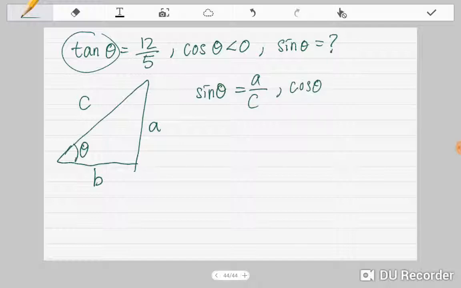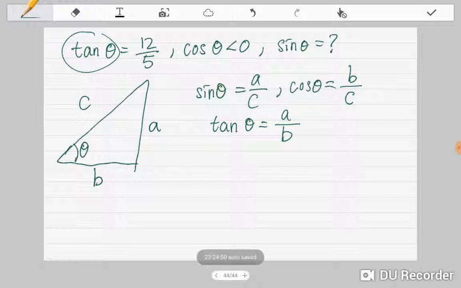Cos is the other side, other than the A, divided by the hypotenuse. So it's B on C. And tan theta is the front divided by the other side that is not the hypotenuse. So A on B.